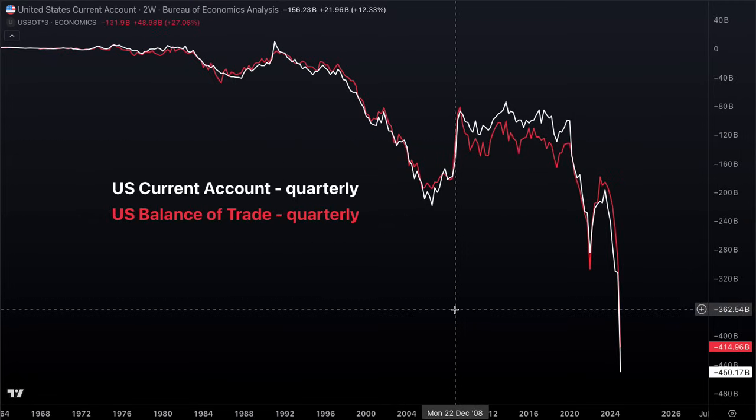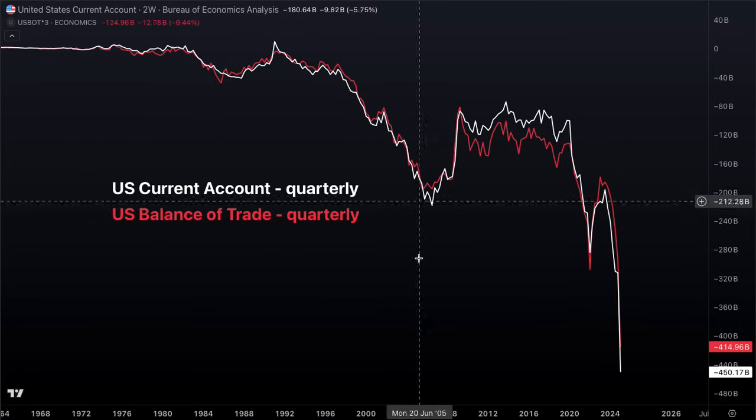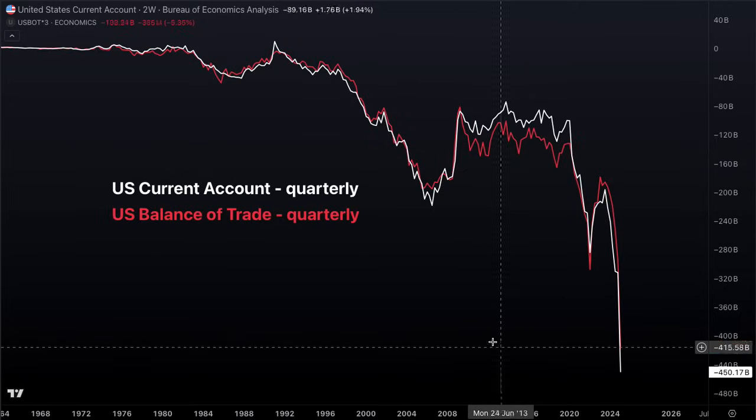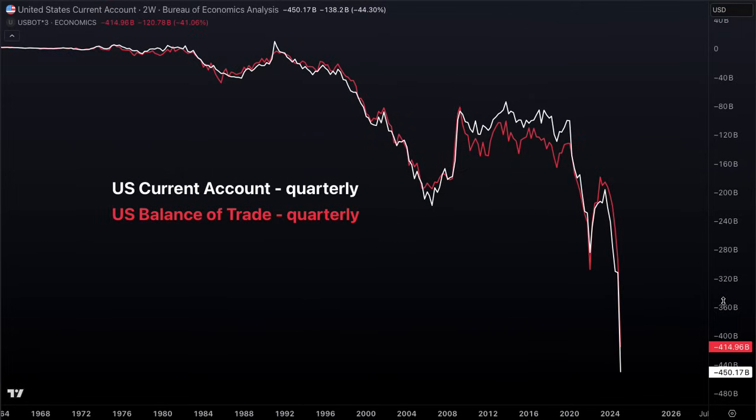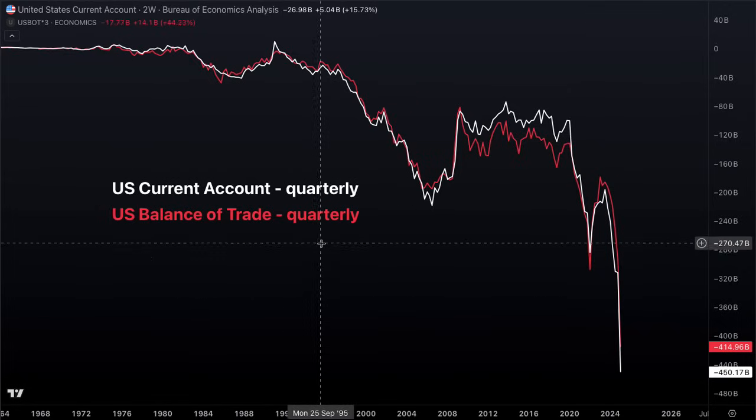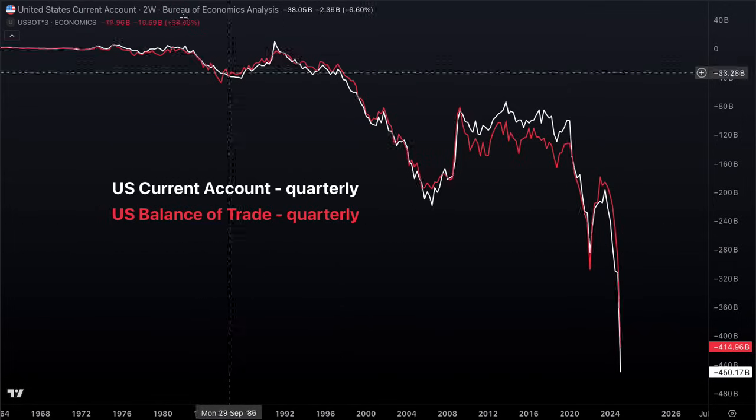We will take a look in a sec, but the current account, as we can see from this chart, is basically the balance of trade. This is one scale for each of them. It's a quarterly figure, so a $414 billion trade deficit, $450 billion current account deficit. But as we can see, they are essentially the same thing.